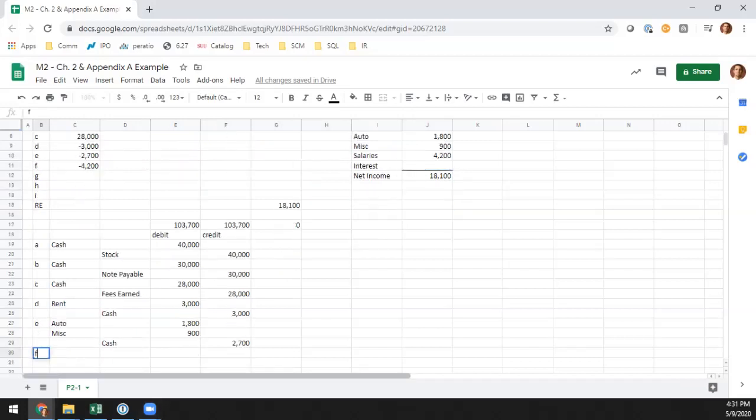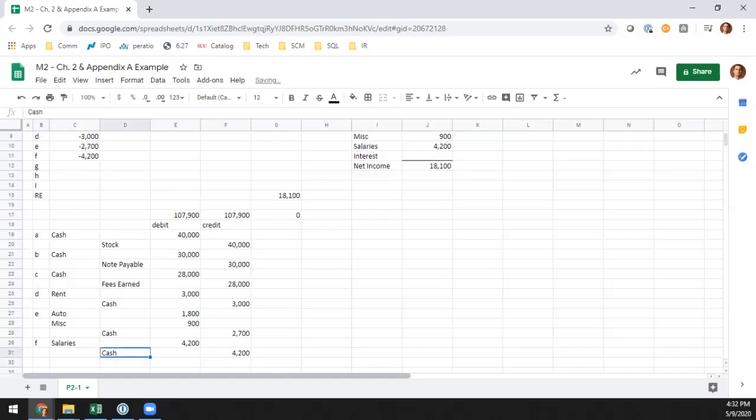Okay, so we can come down here to F. And F is going to be, let's see here, we paid salaries. So we increased salary expense, and an increase to an expense decreases our retained earnings. The debit, and we paid with cash again because it doesn't say otherwise. So we are once again balanced.